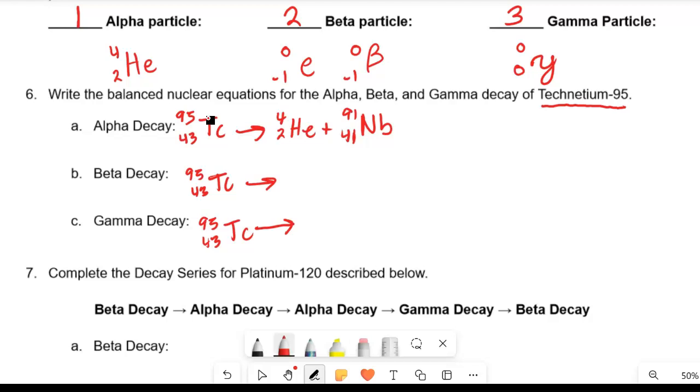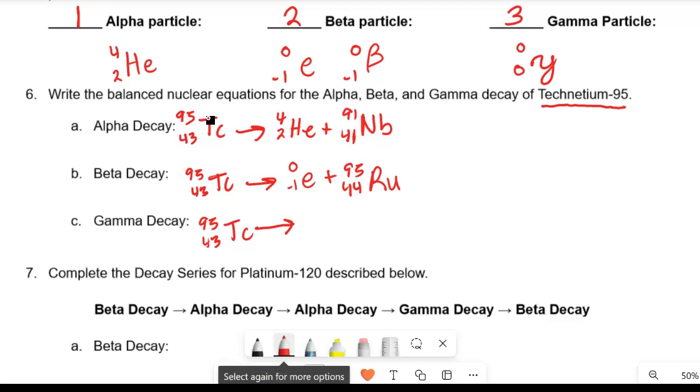Next, we have a beta decay. So beta decay means it releases a beta particle. And again, everything has to stay balanced. So what number plus 0 gets us 95? What number minus 1 gets us 43? And if we look at the periodic table, the element with an atomic number of 44 is Ru. And that's what happens to technetium when it goes through a beta decay.